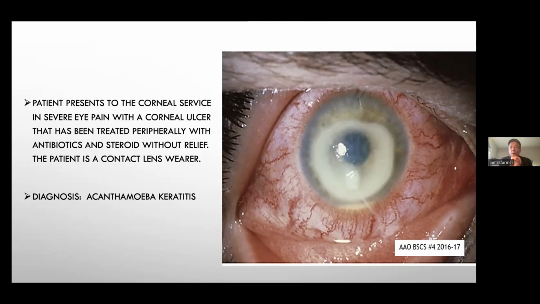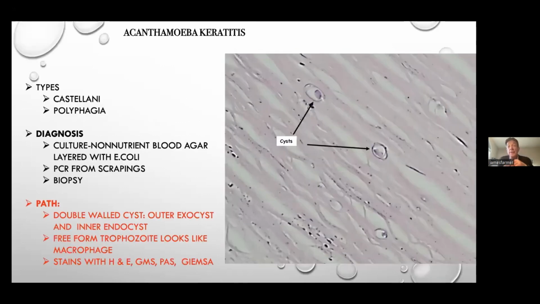The diagnosis here is the most feared acanthamoeba keratitis. I bring this up because ocular pathology is not uncommonly involved, because as mentioned here, this is very difficult to diagnose clinically, it's very difficult to treat clinically, and it often comes to either biopsy or a lamellar or full thickness keratoplasty because of the scarring and the inability to get a good diagnosis.